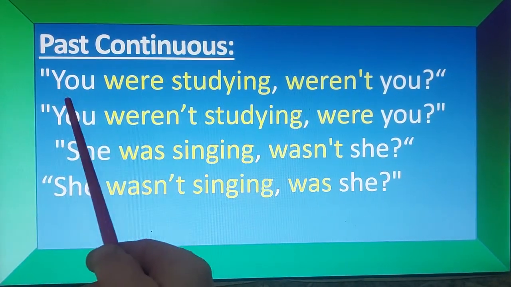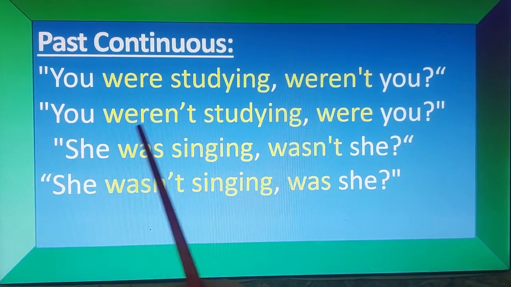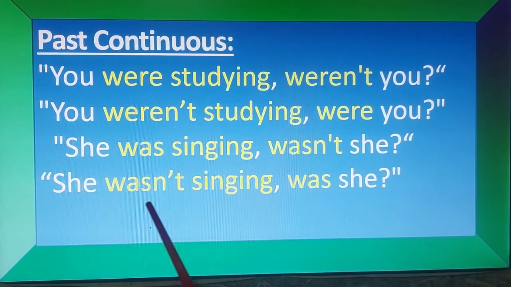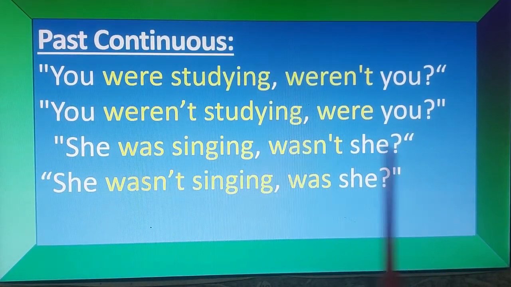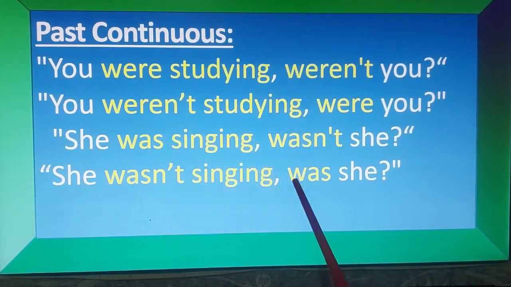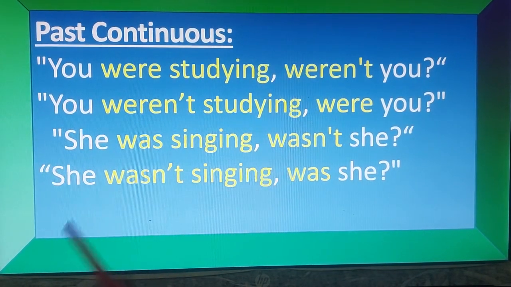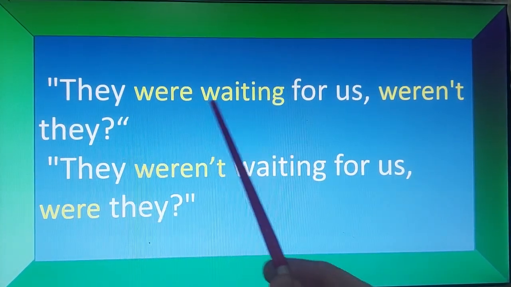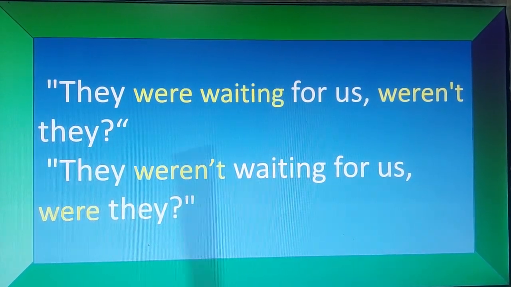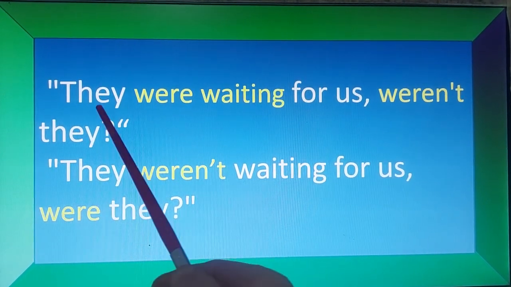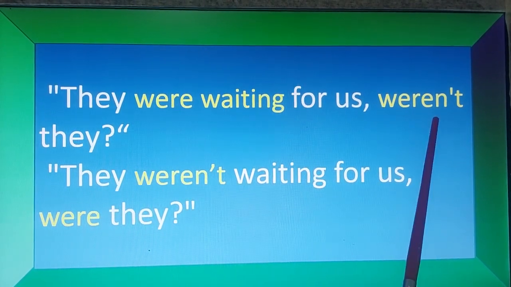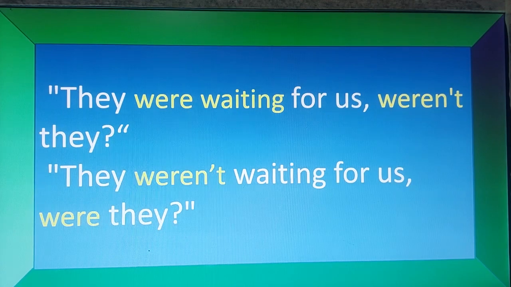For the past continuous, you were studying, weren't you? You weren't studying, were you? She was singing, wasn't she? She wasn't singing, was she? Okay? Positive, negative, negative, positive. We keep the same auxiliary, we keep the same pronoun. They were waiting for us, weren't they? They weren't waiting for us, were they? So third person plural, say they were. They were waiting, weren't they? We keep the same auxiliary.